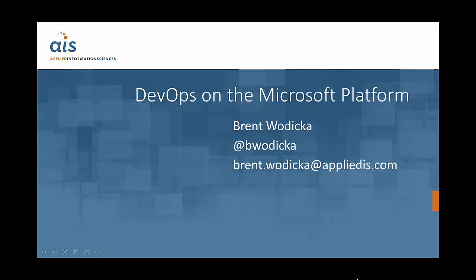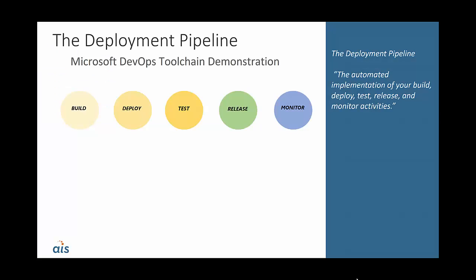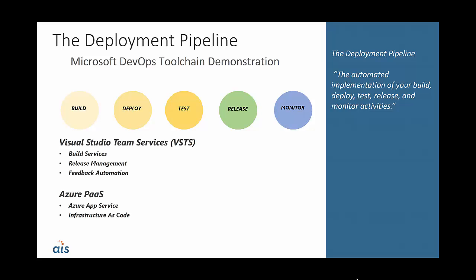Welcome to this video demo on DevOps on the Microsoft platform. Today we'll build out a deployment pipeline using some of the latest Microsoft tools in the space. The deployment pipeline we'll build out today is an automated implementation of normal build, deploy, test, release, and monitor functions that you would commonly build out for a modern application. In this case, we'll be using Visual Studio Team Services and Azure Platform as a Service to host our app.